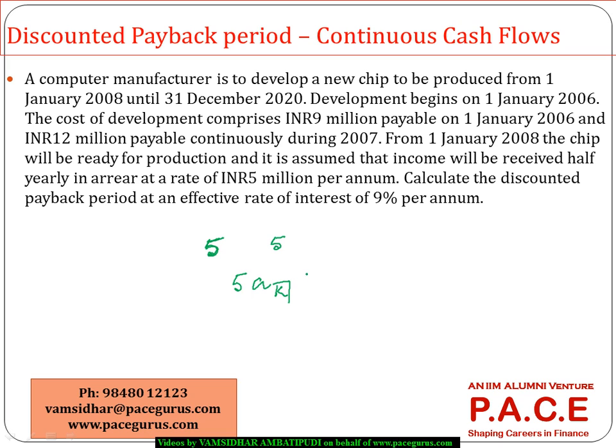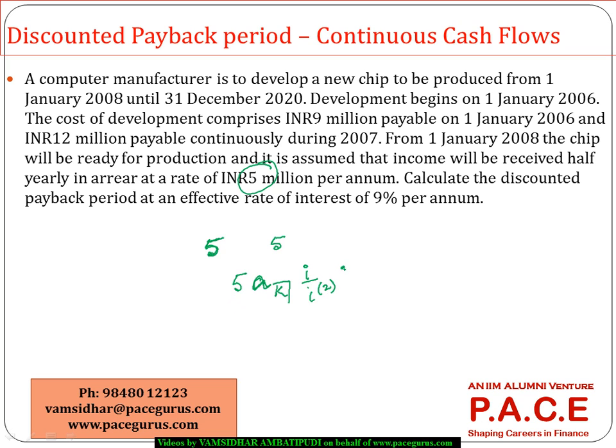But I am getting it on a semi-annual basis, so this would be adjusted by i by I2, because if I get it on an annual basis, then I can directly write 5 AK. If I get it on a continuous basis, as in the cash outflows, we have written it as i by delta. So if I am getting it on a semi-annual basis, I am writing it as i by I2. So this would be the present value of all the fives that I am getting every year over a k year period on a semi-annual basis.